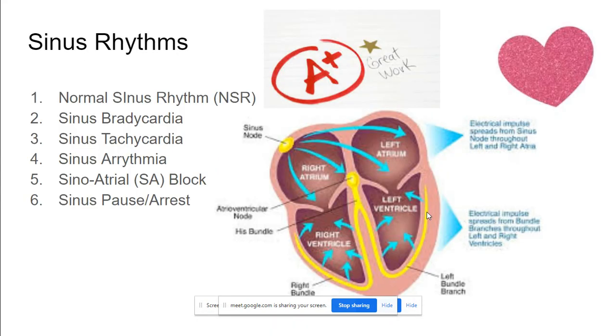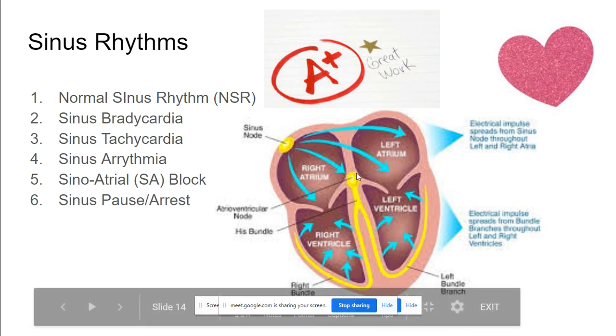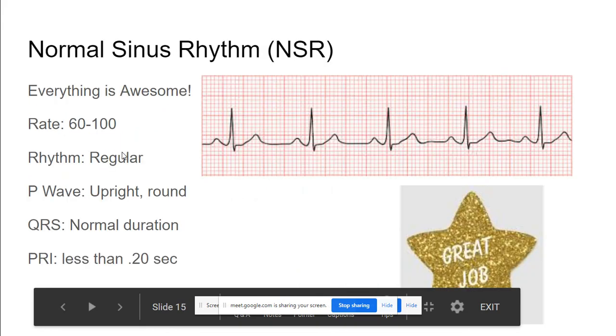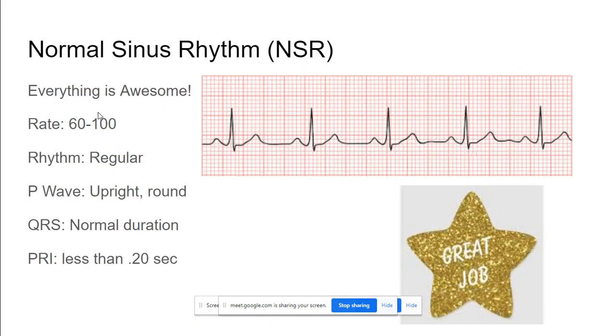Okay. We're going to run through sinus rhythms. I think that this is probably the easiest area for you guys, but basically this is our A+ gold star. You did perfect. Everything is working just beautifully because it's starting from this sinus node. Okay, so we're going to go through these 6 rhythms here. Normal sinus rhythm, this is our best, our favorite, our ideal, and what we would want to see.